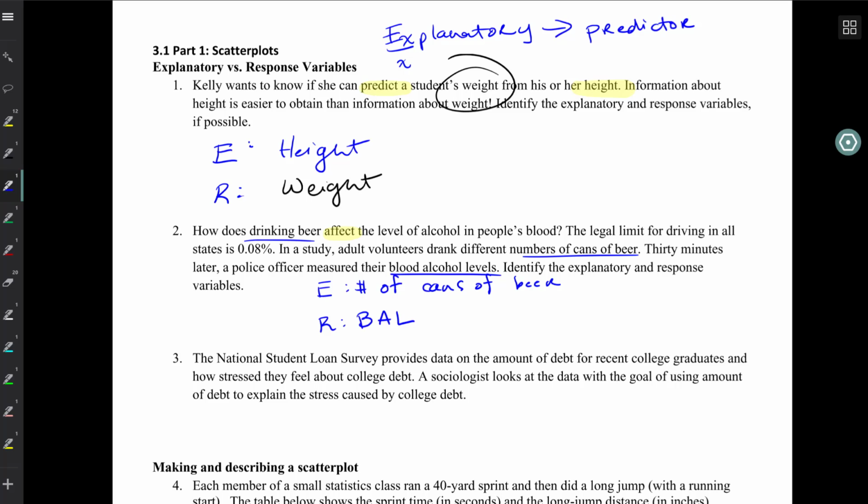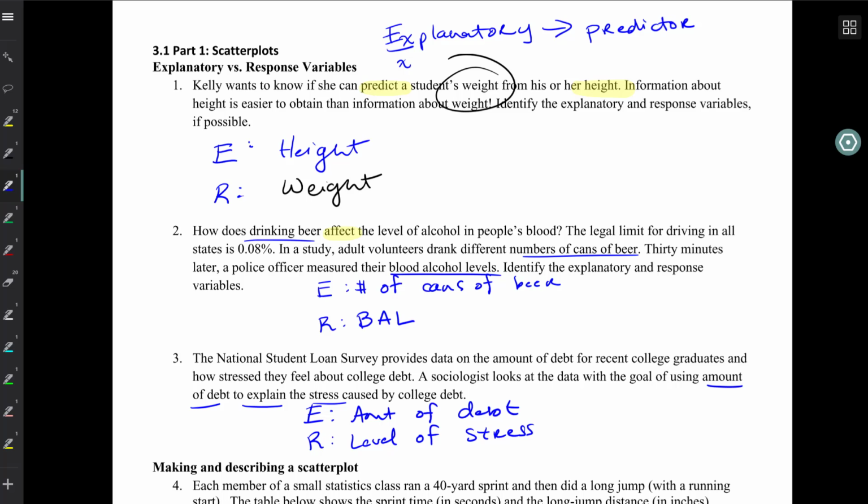Okay. Number 3, National Student Loan Survey provides data on the amount of debt for recent college graduates and how stressed they feel about college debt. Sociologist looks at the data with the goal of using amount of debt to explain the stress caused by college debt. So what's doing the explaining? Amount of debt. That's doing the explaining. Whereas the response, what is changing because of that amount of debt, or maybe not because of, but in relation to, it is stress. And there we have it. So that explains explanatory and response variables very succinctly.